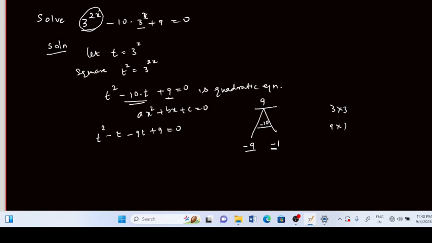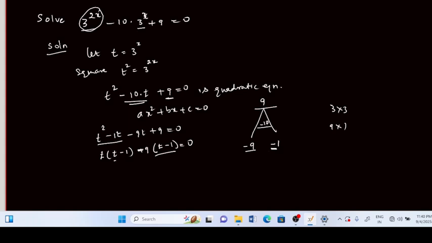Now we take t common from this one, so t into t minus 1. Here 1t is left out, here t is common, so we get 1 here. Similarly here we take minus 9 common, so that minus 9 into t is there, we get plus t inside, and here plus 9 is there, we get minus 1 equal to 0.